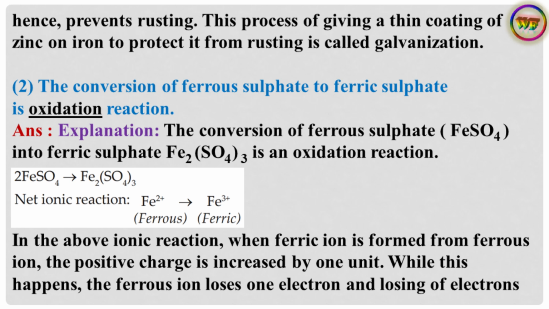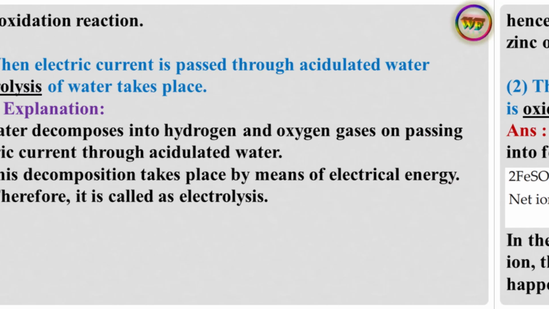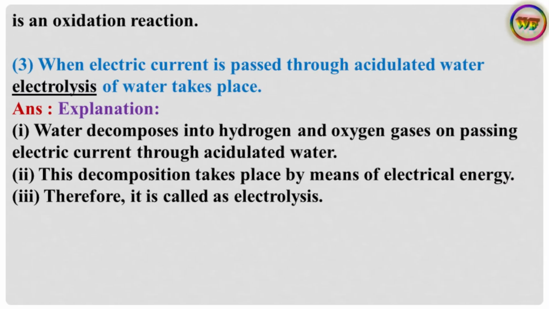Answer. Explanation. The conversion of ferrous sulfate, iron 2 sulfate, into ferric sulfate, iron 3 sulfate, is an oxidation reaction. In the above ionic reaction, when ferric ion is formed from ferrous ion, the positive charge is increased by 1 unit. While this happens, the ferrous ion loses 1 electron, and losing of electrons is an oxidation reaction.